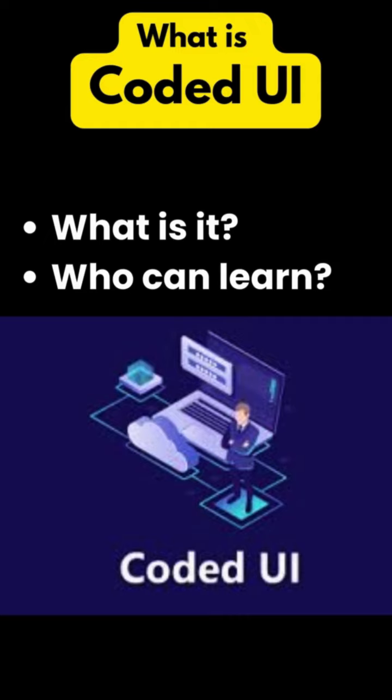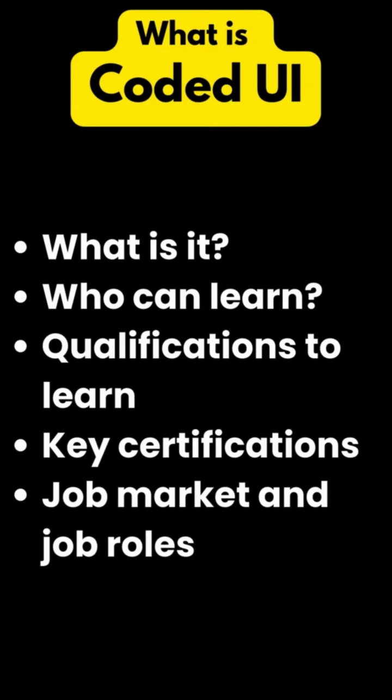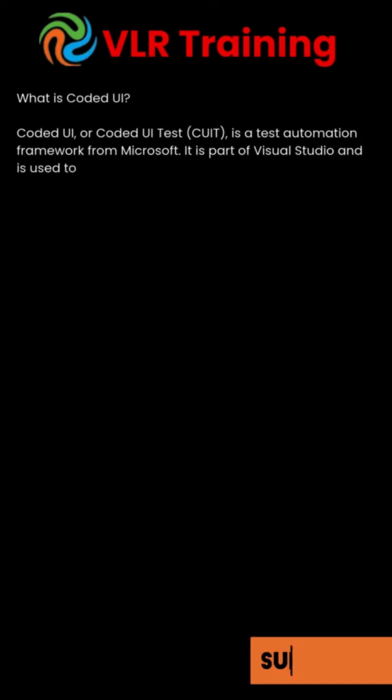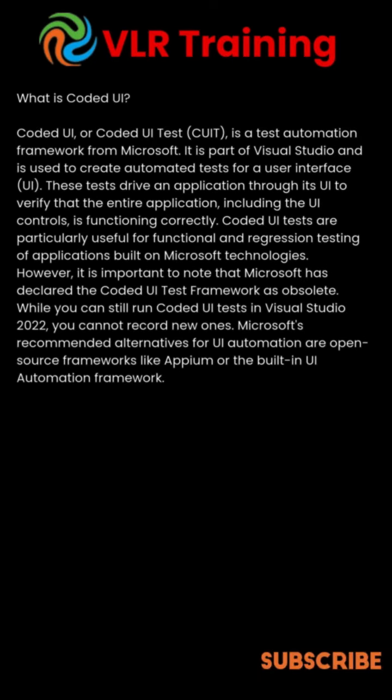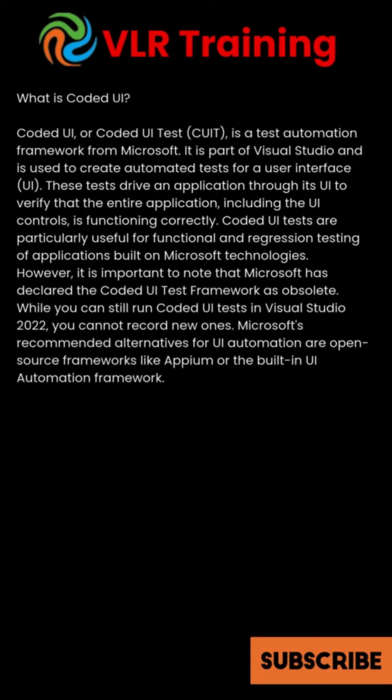What is Coded UI? Coded UI, or Coded UI Test, CUIT, is a test automation framework from Microsoft. It is part of Visual Studio and is used to create automated tests for a user interface, UI. These tests drive an application through its UI to verify that the entire application, including the UI controls, is functioning correctly. Coded UI tests are particularly useful for functional and regression testing of applications built on Microsoft technologies.